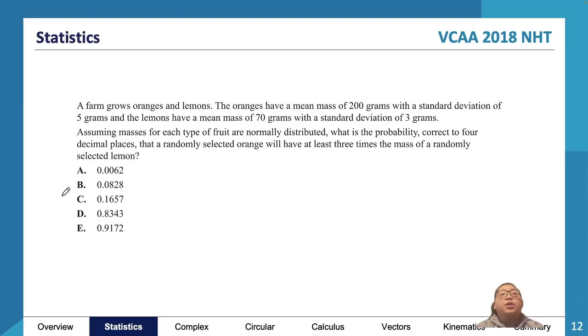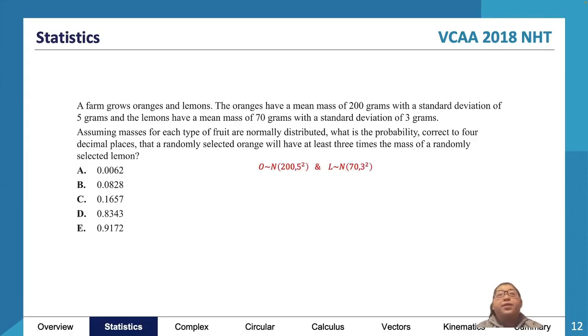Good. Okay, so let's try it with a different type of question now. A farm grows oranges and lemons. The oranges have a mean mass of 200 grams with a standard deviation of 5 grams, and lemons have a mean mass of 70 grams with a standard deviation of 3 grams. Assuming that the masses for each of these are normally distributed, what is the probability, correct to 4 decimal places, that a randomly selected orange will have at least 3 times the mass of a randomly selected lemon?